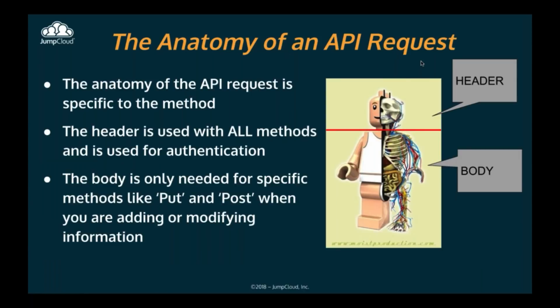The anatomy of this request is specific to that method, that interaction that we want. Do we want to get data? Do we want to put data somewhere? And all the time we'll use a header, and that header will authorize us to make that request. The body of the request is specific to the methods that have you sending information out to that web service. A put or a post requires: what information do you want to put into the service? What information do you want to update?